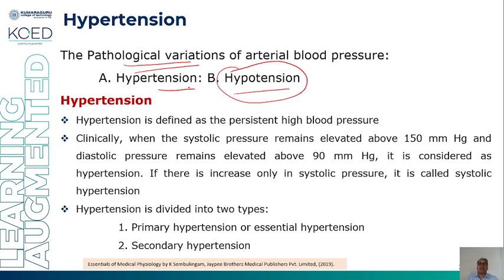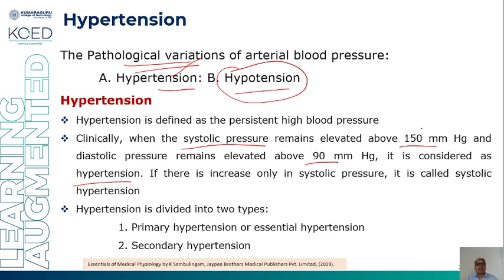But whereas hypertension is not like that, most of the population is still suffering from hypertension. So we will focus our attention on hypertension. What is hypertension? Clinically, when there is an increase in arterial systolic pressure above 150 mmHg and diastolic pressure above 90 mmHg, it will be termed hypertension.